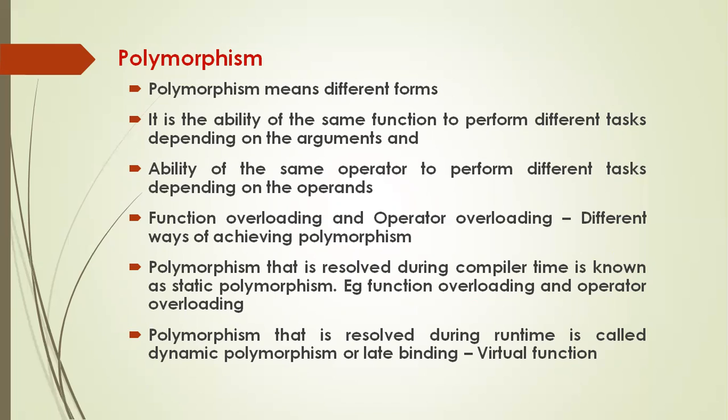So in C++, dynamic polymorphism can be achieved using virtual functions. Anyway, I will explain the concept of virtual function in later stages. So basically, polymorphism is the ability of either a function or an operator to perform differently. If the function performs different tasks depending on the argument, the data type or the number of arguments, it's called function polymorphism or function overloading. If the same operator performs different tasks depending on the operand, it's called operator overloading or operator polymorphism.